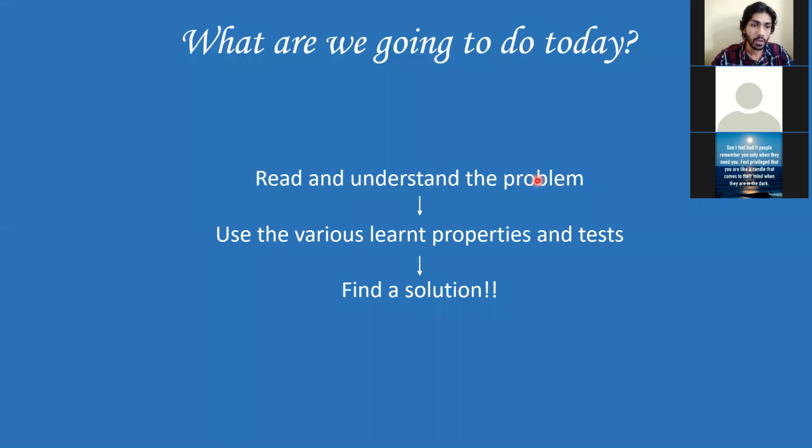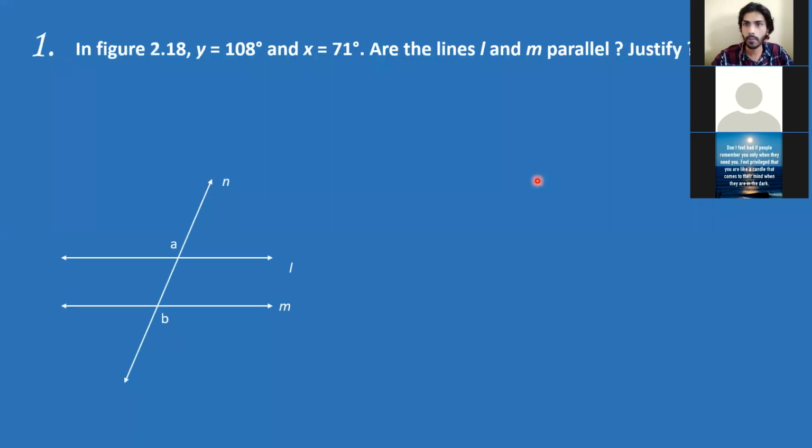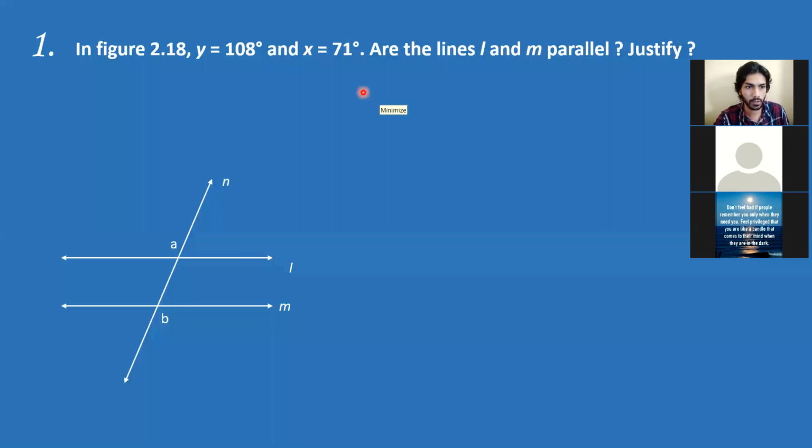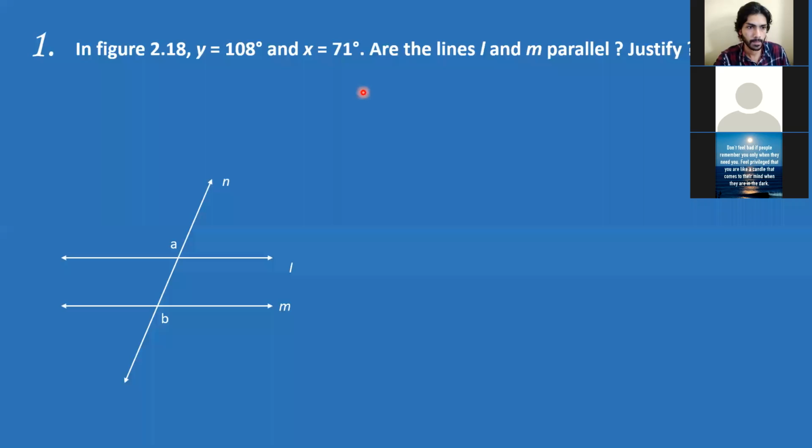Okay. So the first sum for today, I'm going to request someone to come off mute and quickly read this for us. The first sum. In figure 2.18, y is equal to 108 degrees and x is equal to 71 degrees. Are the lines L and M parallel? Justify.